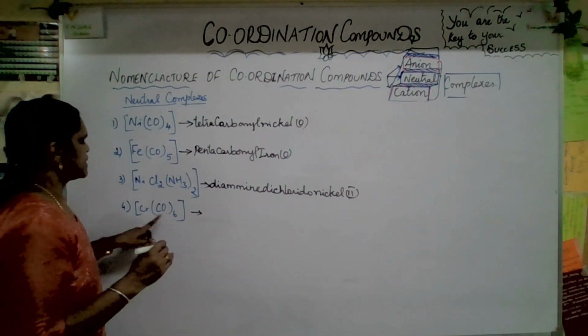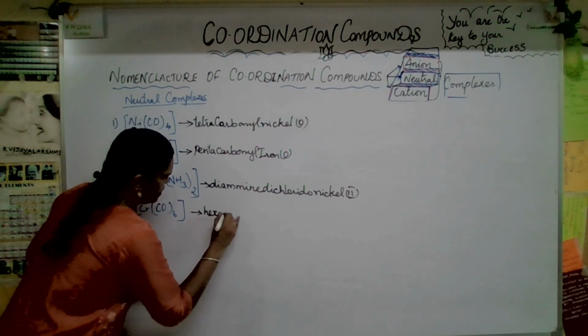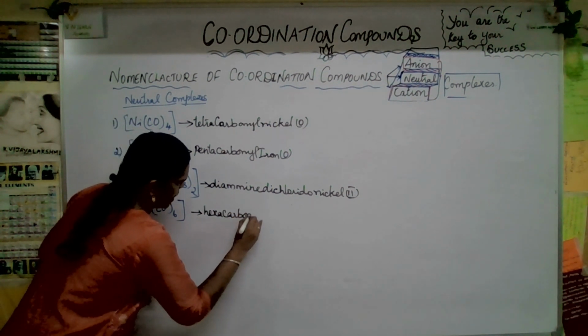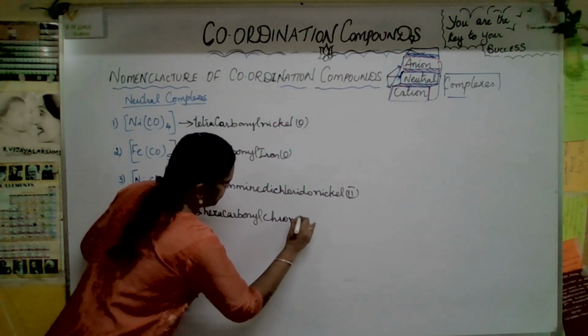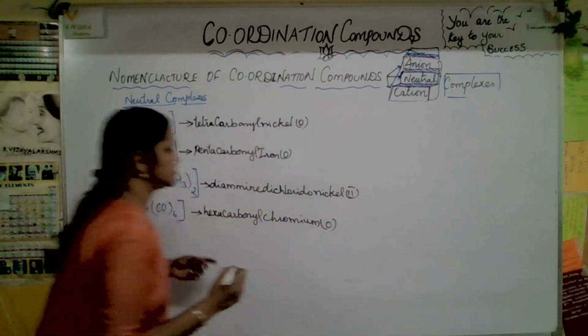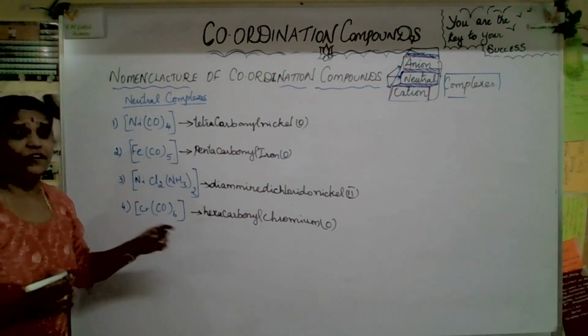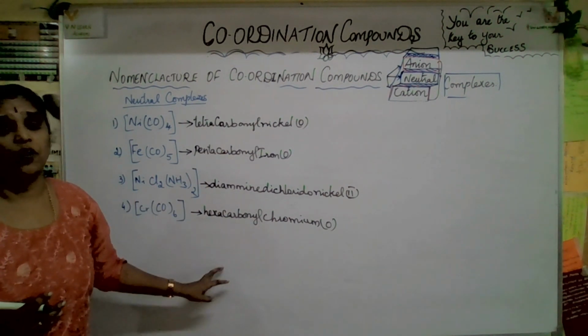Here hexacarbonyl chromium. Here oxidation number 0. Hope you're clear with the cationic complexes, anionic complexes and the neutral complexes.